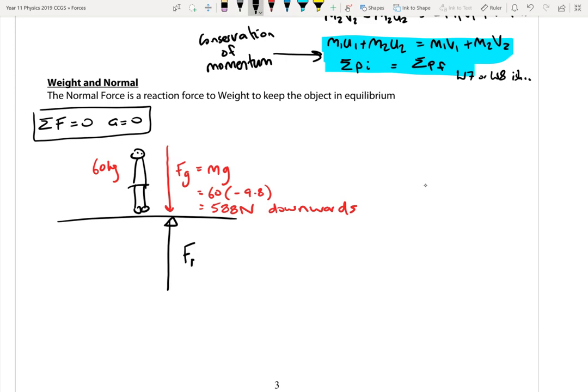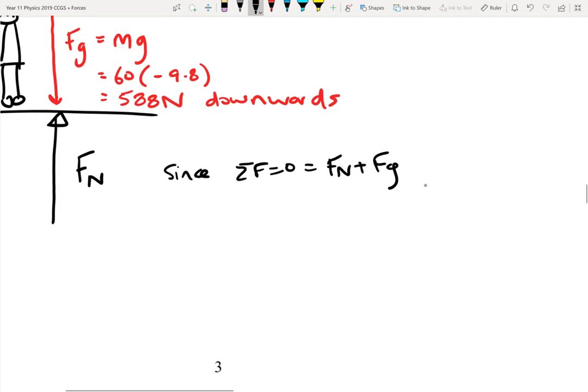Now we'll just go F subscript N, capital N for normal force. Now the normal force is a reaction force. Okay, so if you're pushing down, then the floor pushes back up. Okay, and we know sum of all forces equals 0. Now I'm going to write in what those forces are.